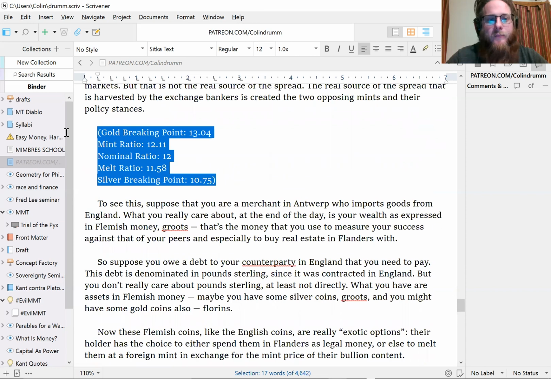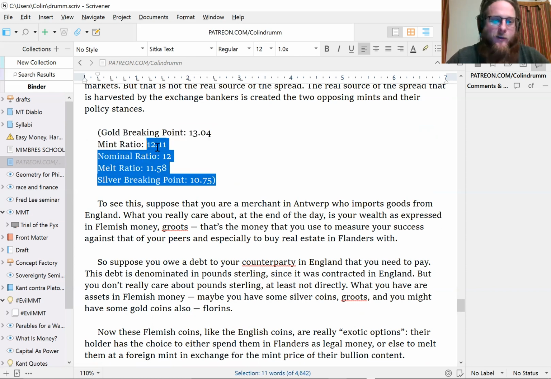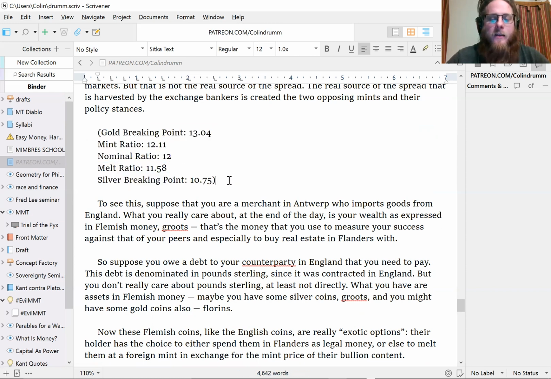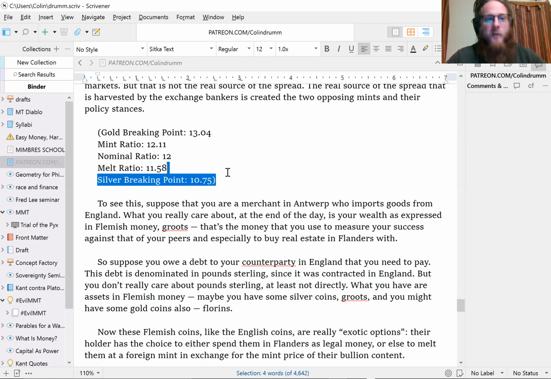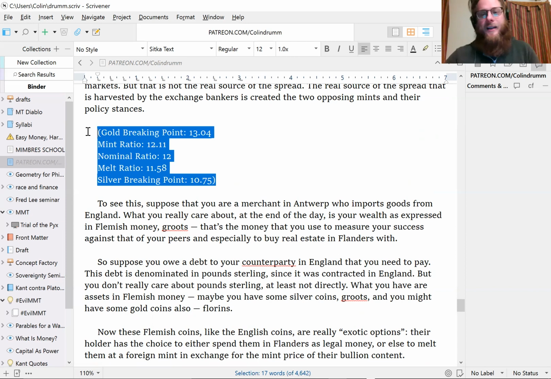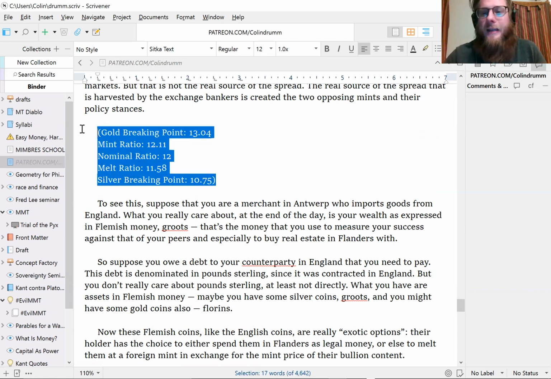I'm not going to give you the other mint because I would be making up numbers completely out of my ass for the Flanders mint. I would like to get real numbers, so further research is needed. Subscribe to my Patreon. So here's the English mint, and the Flemish mint has another set of numbers that are like these, but different.